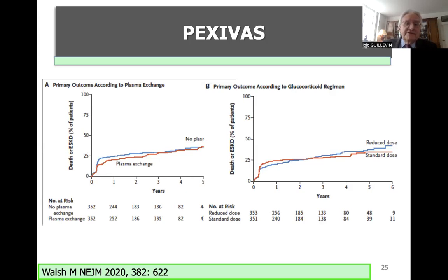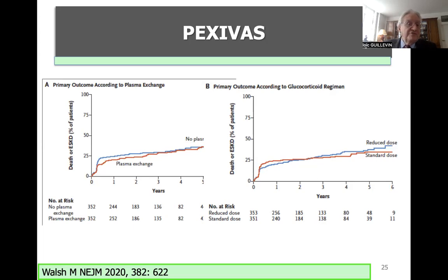If you look at plasma exchange, you see that the 2 curves are exactly the same. It showed, in fact, that there is no additional benefit to giving plasma exchange early in the course of the disease in terms of survival. And if you look at the steroid, it is the same. You can treat with less steroid than we did in the past.